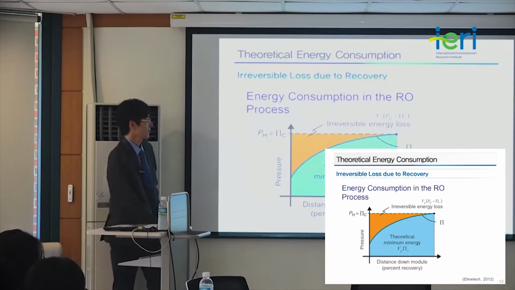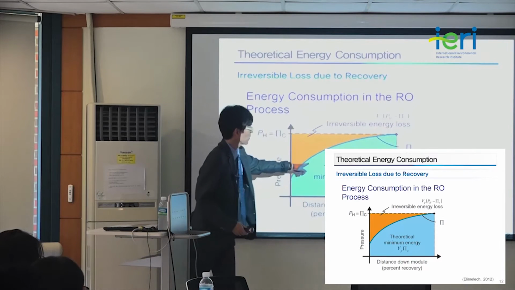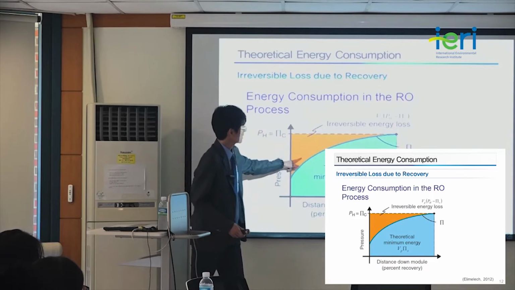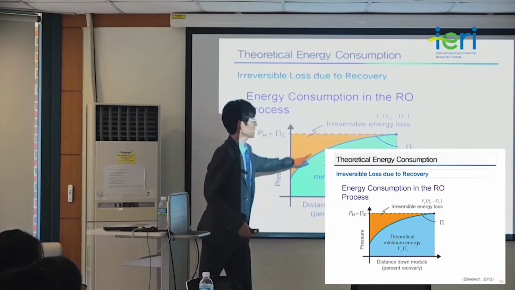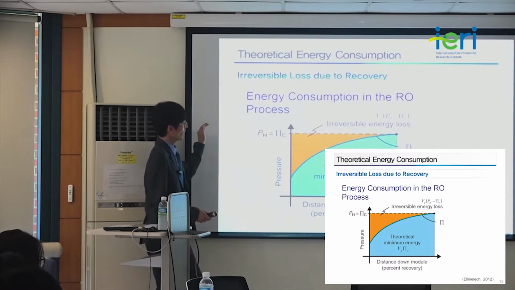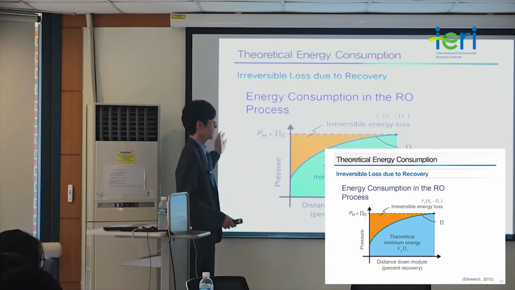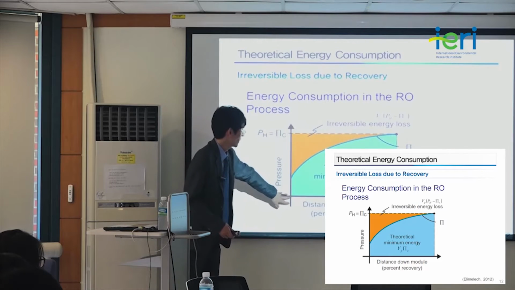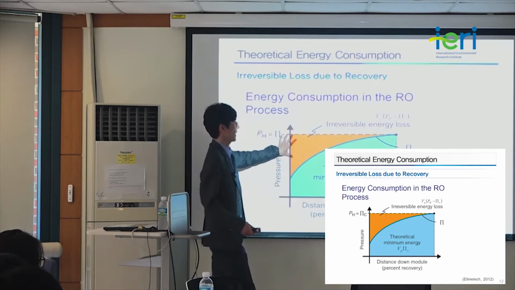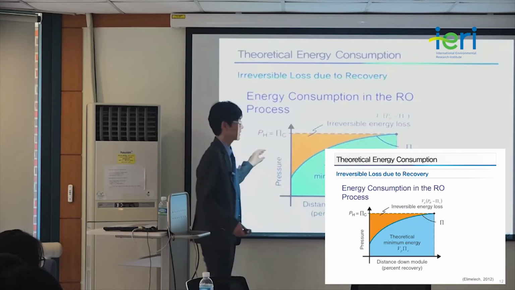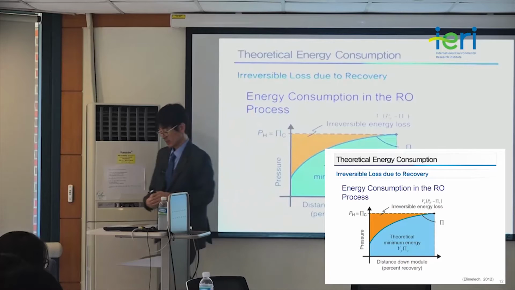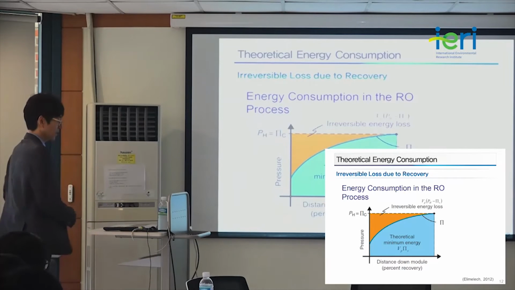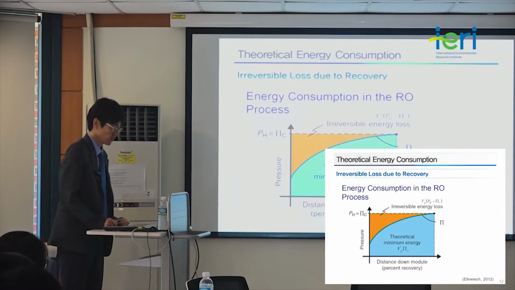In the ideal case, if we can follow this thermodynamic minimum energy, we can just have this energy consumption like this case. However, since we apply the constant pressure from the inlet, near the inlet we spend an excess amount of energy, and at the outlet we spend less energy. So we have this area, which is the energy loss happening in the real reverse osmosis process.